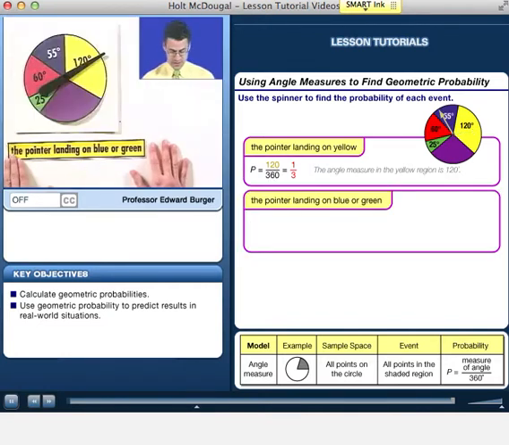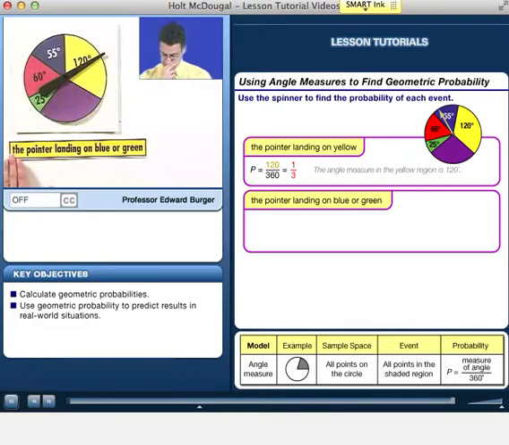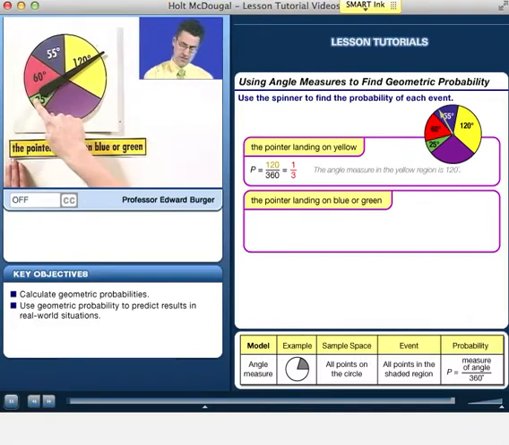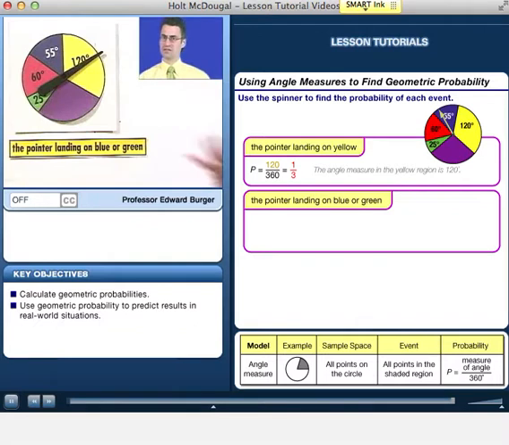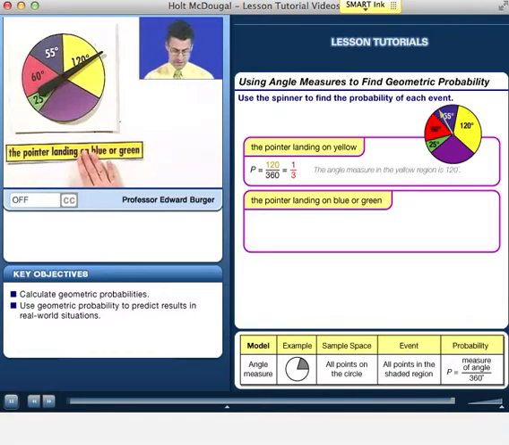All right, let's now find the probability that the pointer lands on blue or green. Blue or green, those are two mutually exclusive events, which means that they have no overlap. You either are in blue or you're in green. There's no way to be in both. So to find the probability of one or the other, we just add the probabilities together. So we find the probability of each and then add.